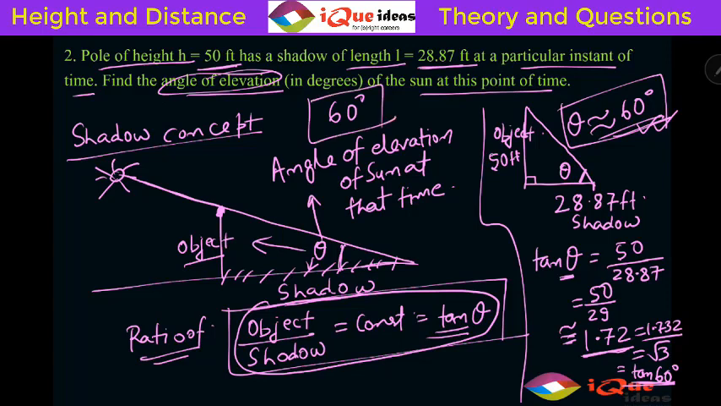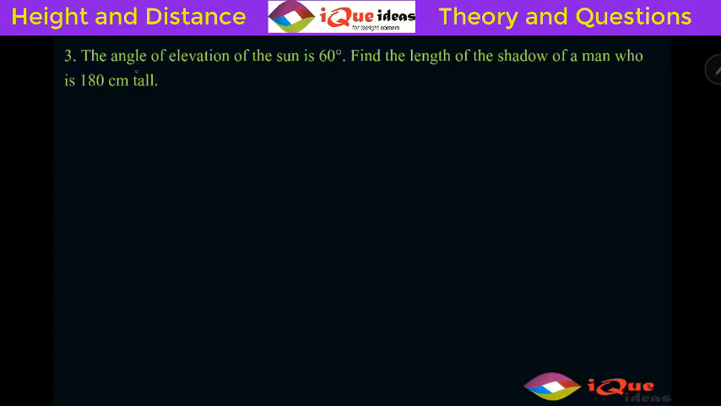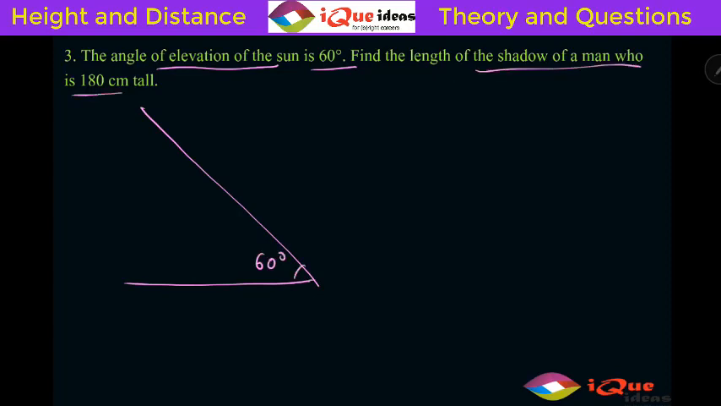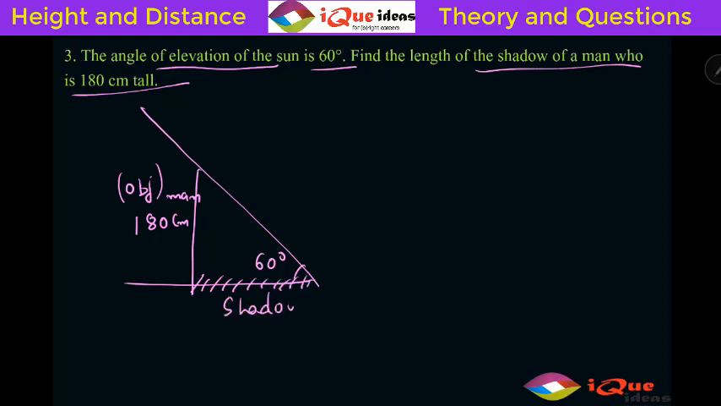Now let's go to the next question. It's a direct question again. It says the angle of elevation of the sun is 60 degree. So the sun ray will be at an angle of 60 degree with the ground. The length of the shadow of a man who is 180 centimeter tall. So suppose this is the man. So man height is 180 centimeter. This is the man or object. Then clearly this shaded thing has to be the shadow. And this angle is 60 degree, already given.